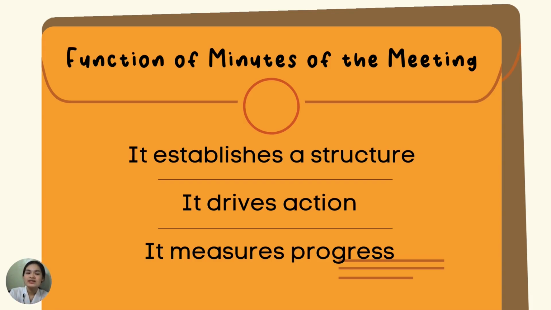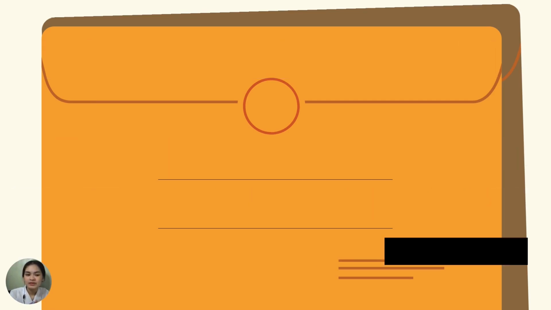Next one, the second one is it drives action. So, good meeting minutes assist your leadership team and staff develop a plan of action. So, they will now explain how, when, why, and who made the said decisions in the meeting. So, lastly, minutes of the meeting measures progress. This type of document can be used to track the project progress, the effectiveness of the decisions of the members, and the team member effectiveness in terms of the action steps.